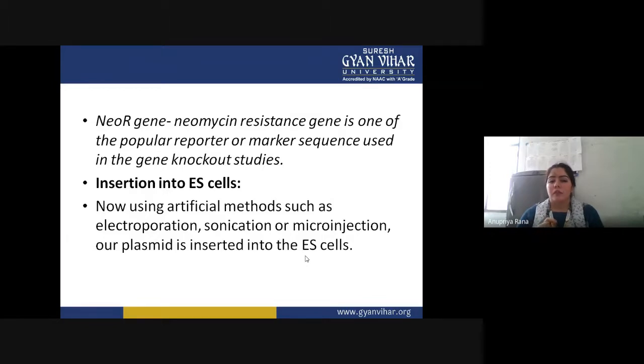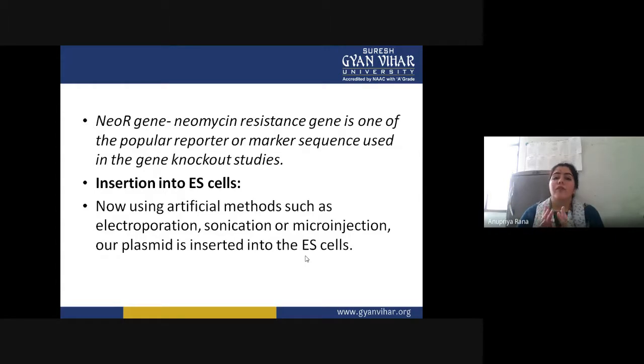This embryonic cell insertion can be done by several artificial methods like electroporation, sonication, microinjection, or sometimes the plasmid is inserted inside the ES cell. So these are the methods which can be used for insertion into the embryonic cell.